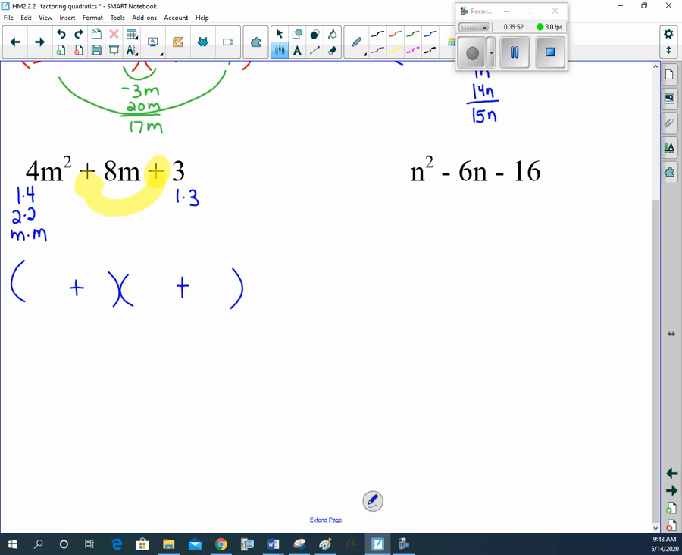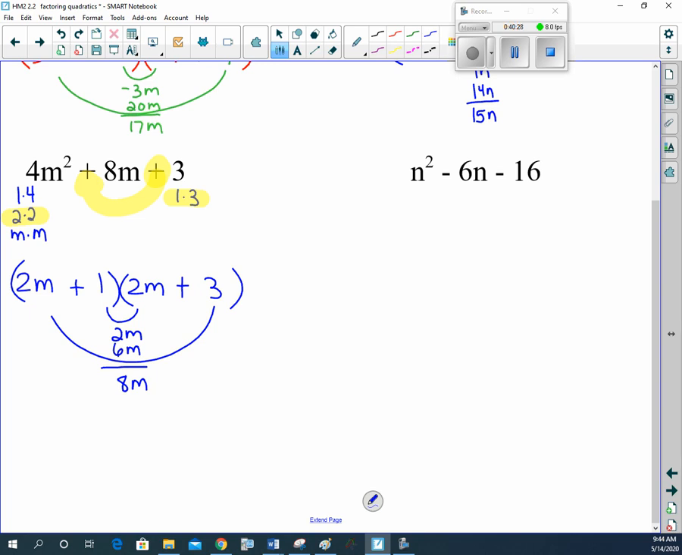So off the top of my head, doing a little bit of mental math here, I'm looking at these two, 2 and 2 and 1 and 3. 2 times 1 is 2 and 2 times 3 is 6. I could add those together and get 8. So that's the combination I want to use. I'm going to go 2m, 2m, and then 1 and 3. So quick check, 2m, 6m, add together, is it a plus 8m? It is, that's what I wanted, so that's what it factors to.